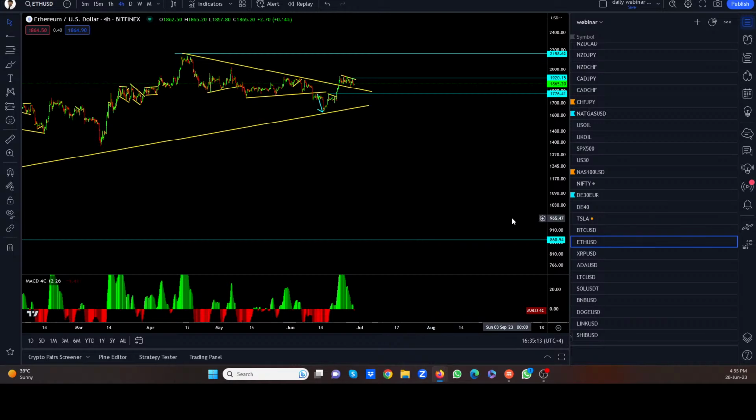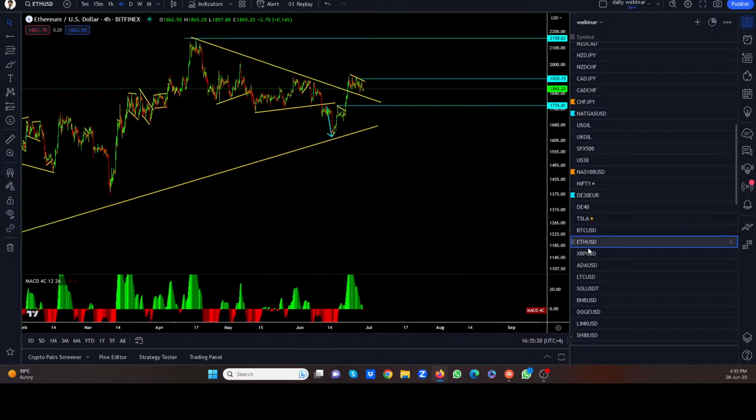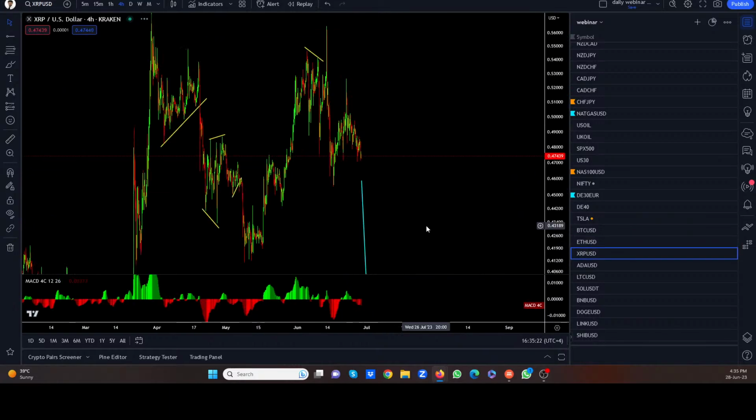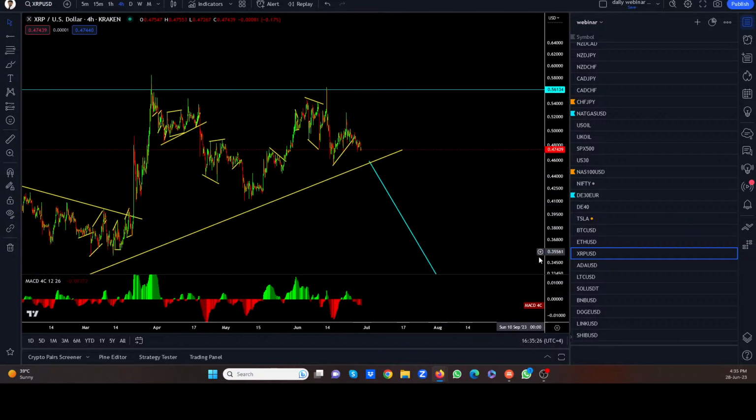You don't have to worry if it comes lower because you wouldn't be in the trade. Put an entry above the top there. It's a really nice one. And XRP. No, this still looks a little downside.